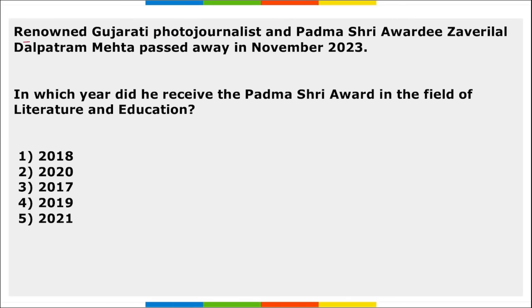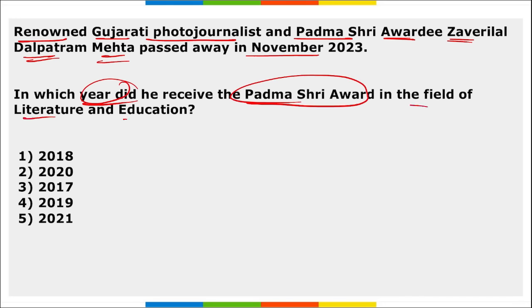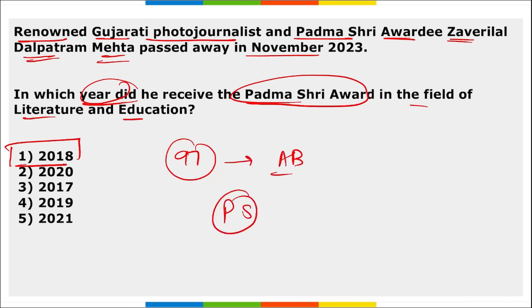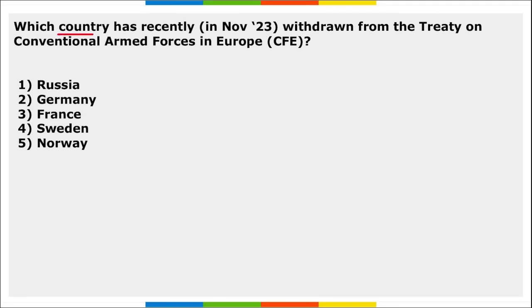Next, renowned Gujarati photojournalist and Padma Shri awardee Zevirilal Dalpatra Mehta passed away in November. In which year did he receive Padma Shri award in the field of literature and education? He received this award in the year 2018. He passed away at the age of 97 in Ahmedabad, Gujarat, and he received Padma Shri in 2018.